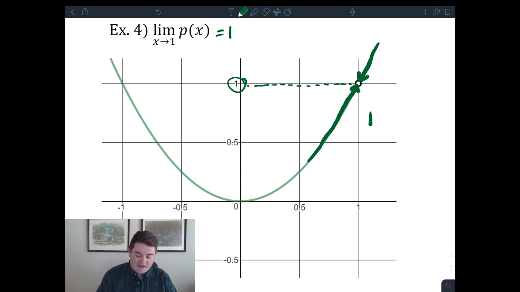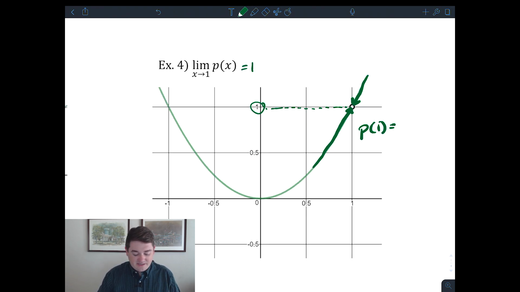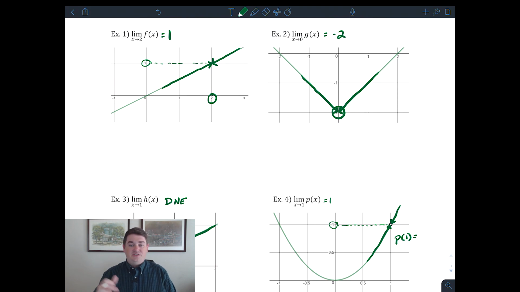Now, what if this had been a different question? If they had said find the value of p of 1, that wouldn't exist. There's a hole there. But the limit as x approaches 1 does exist. So the function doesn't necessarily have to exist in order for the limit to exist. So that's how you find a limit using a graph. You want the behavior from the left, the behavior from the right, see if they match up.